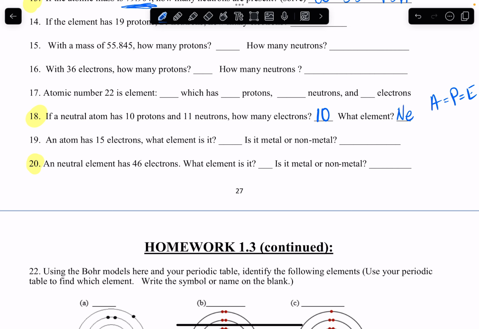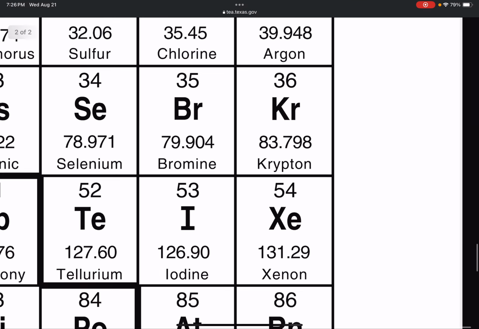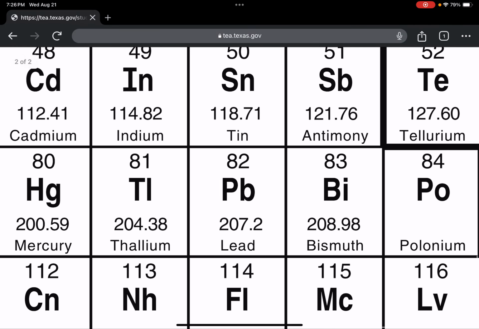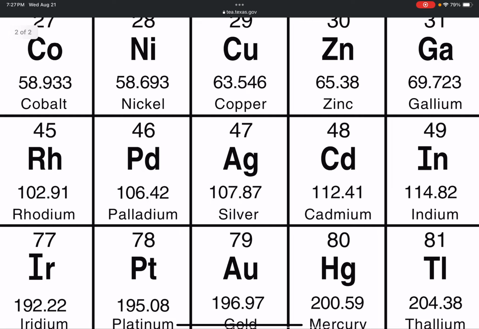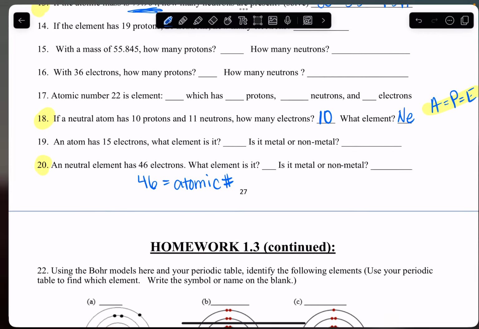So element is neon. Now on number 20. A neutral element has 46 electrons. What element is it? So back over here to the APE, if I have 46 electrons, that means I have 46 as my atomic number. Okay, so I'm going to go find what has an atomic number of 46. Need to go backwards a little. Okay, a little bit. Boom, palladium. So it's PD.